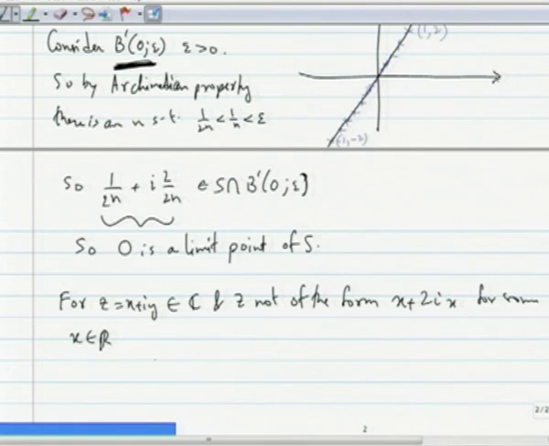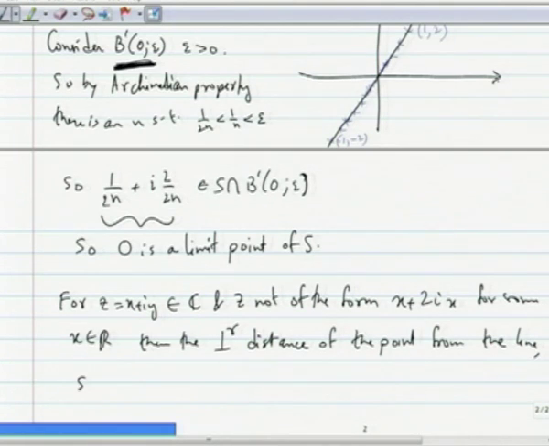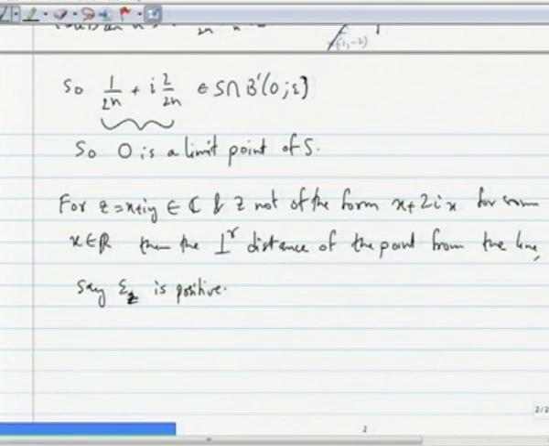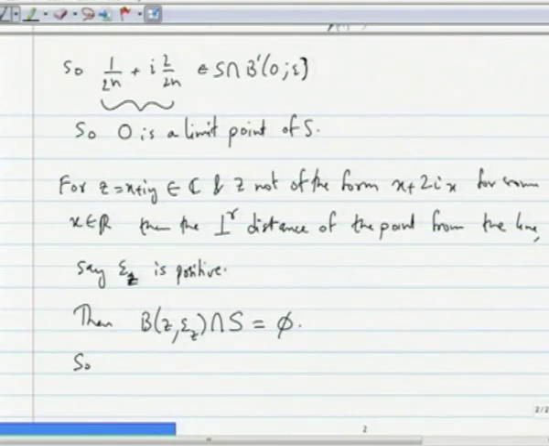And then what happens is the perpendicular distance of the point from the line, call that epsilon_z, depending on z, is strictly positive, because the point does not lie on the line. Then B(z, epsilon_z) will completely stay off of the line. So, in particular, its intersection with the subset of the line, namely S here, is empty. So, z is not a limit point of S.